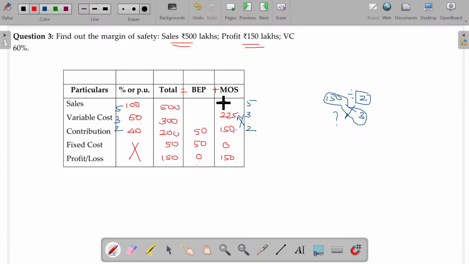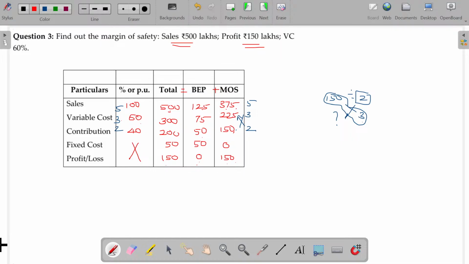Okay, 225 plus 150, 375 will be the total sales. Sorry, MOS sales. Total sales is 500. MOS sales is 375. From 500, 375 is subtracted to get the BEP being 125. As the sales is 125, contribution is 50. The difference between these two, the balancing figure, variable cost being 75.